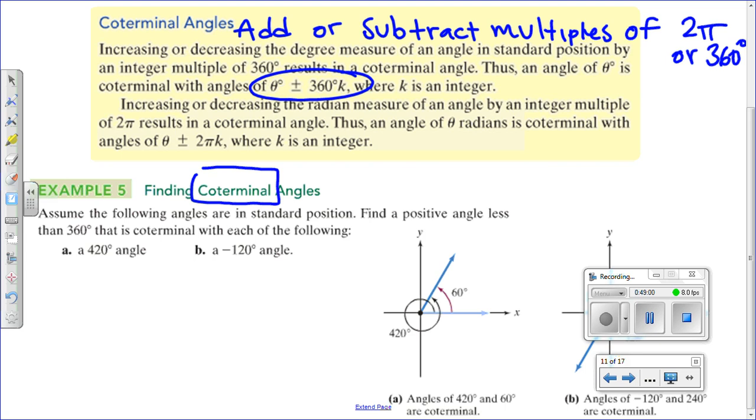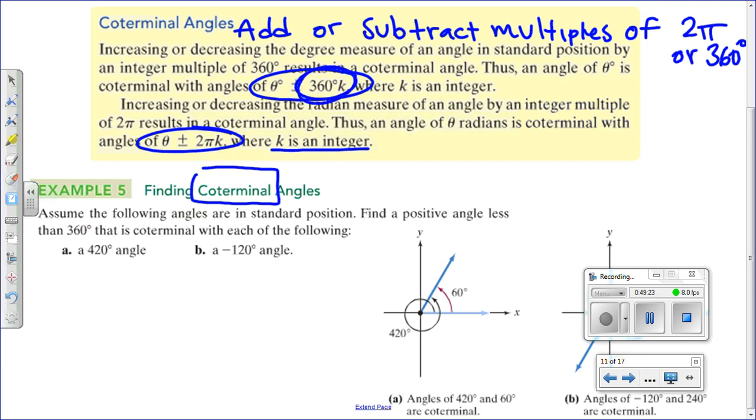What does the K mean, this is the one for radians? K could be an integer. So could K be positive? Could it be negative? Yes. Integers are both positive and negative. So for example, look at this one here.